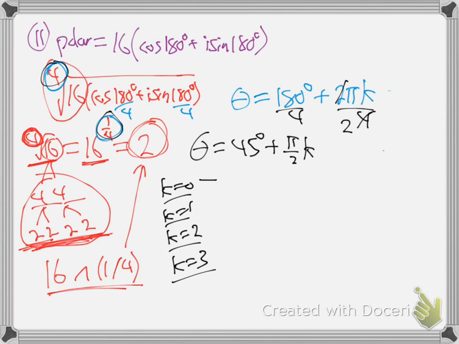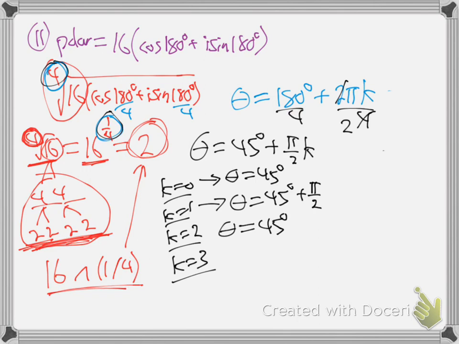So if k is 0, then theta is just 45. If k is 1, theta is 45 plus pi over 2. If k is 2, theta is 45 plus pi over 2 times 2. And if k is 3, theta is 45 plus pi over 2 times 3.